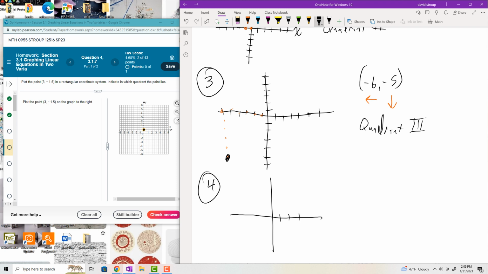Let's put some tick marks on there. So we'll have 3 and then -1.5. So I'm going to the right by 3 because that's positive. And then I'm going to go down -1.5. Maybe I should label some of these just for the sake of showing it to you at least once.